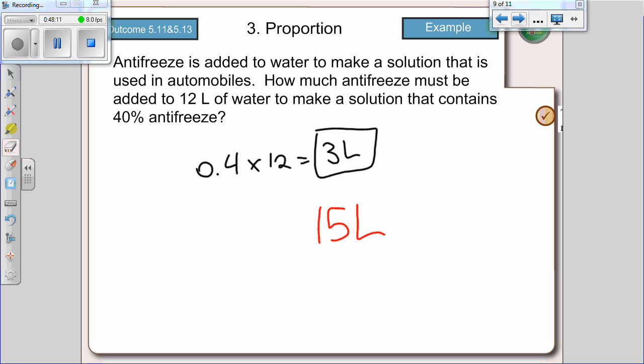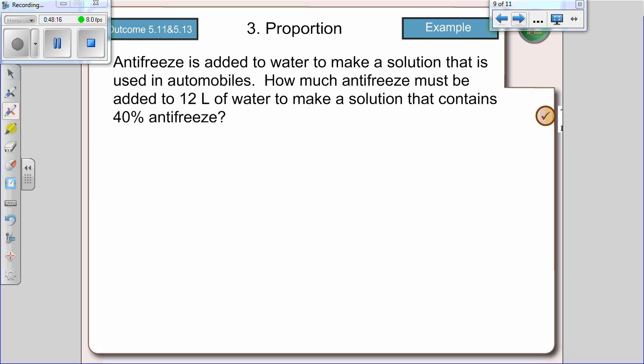Here's what you need to do. What do we want our concentration level to be? 40%, which is just 0.4, right? 40% concentration means that the amount of antifreeze divided by the amount of total liquid must equal 40%.